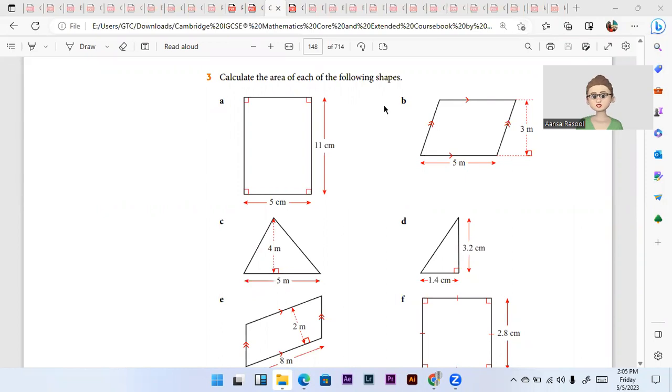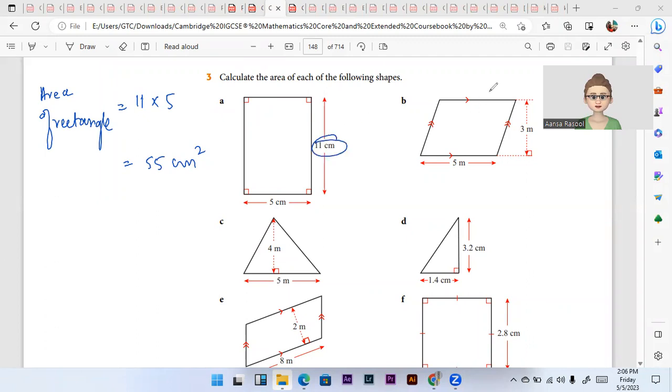So the first question is, calculate the area of each of the following shapes. The first shape is extremely easy. It's a rectangle. What's the formula for the area of a rectangle? It's length into width. So 11 into 5 is 55 centimeter square. The unit of area will always be the square of the unit of the side.